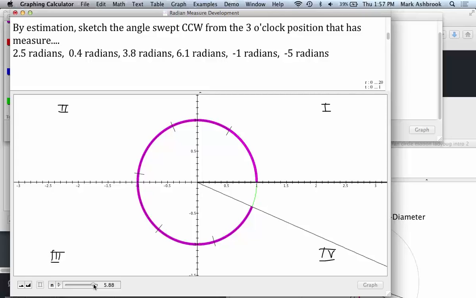So tell me where to stop. Something like that? Right, so now the green arc. What's significant about the green arc then? Can you tell me about the green arc? What is that? How long is that green arc?